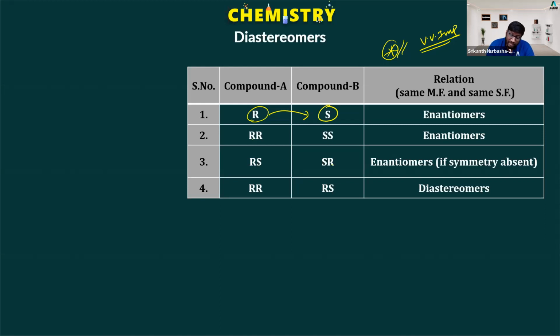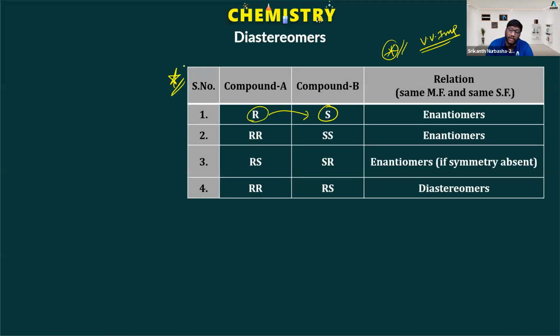RS converting into SR, they are also enantiomers, provided symmetry is not there. If there is symmetry, obviously in that case a plane of symmetry means optically inactive compounds. RR converted to RS, where two or more chiral carbons are there, the configuration at a few carbons has been changed and the remaining carbons' configuration is the same. In that case, they are said to be diastereomers. Understood this point or not?